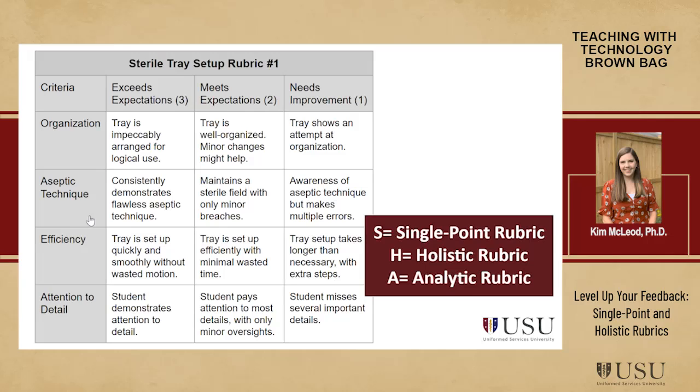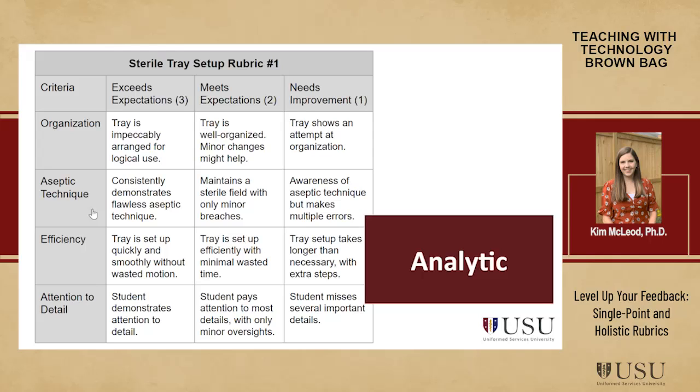Here's our first rubric. It's a sterile tray setup rubric. The left-hand side has 4 criteria for organization, aseptic technique, and so on. And then the top row has 3 levels of achievement with descriptions for each one below it. And if you named that this was an analytic rubric, you are correct.